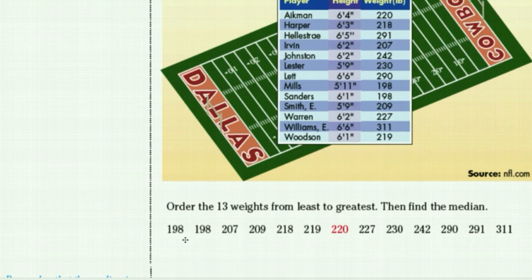The least weight is 198, and the greatest weight is 311. If you count the pieces of data, there are 1, 2, 3, 4, 5, 6, 7, 8, 9, 10, 11, 12, 13. That means the seventh piece of data will be the median, because that's the middle of 13. So 1, 2, 3, 4, 5, 6, 7. So 220 will be our median.